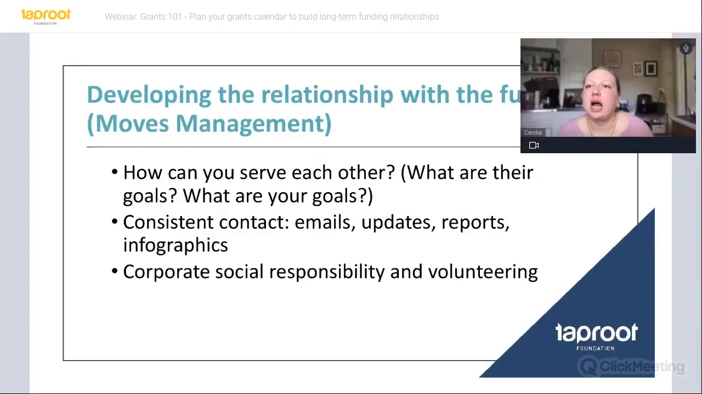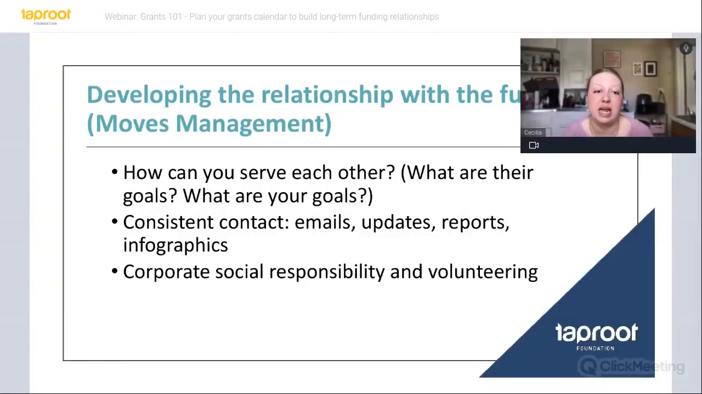And making sure you're in contact with them. So you'll be sending them proposals and reports if you are a grantee and you're in their grant process, but also send them other contacts. It doesn't have to be constant. You probably don't want it to be constant, but how else can you show them that you're thinking of their organization and their organization is helping yours?